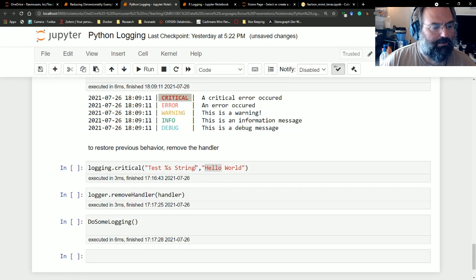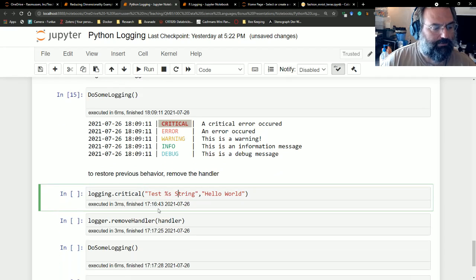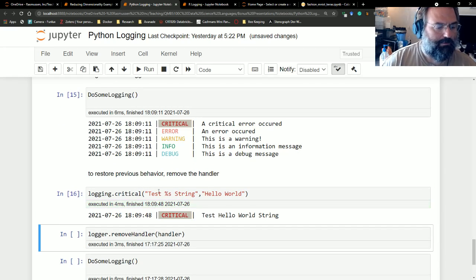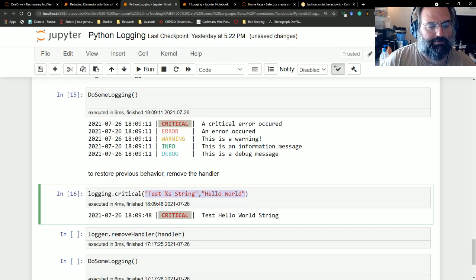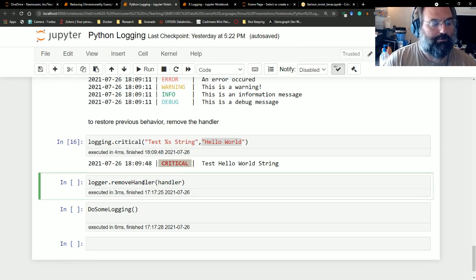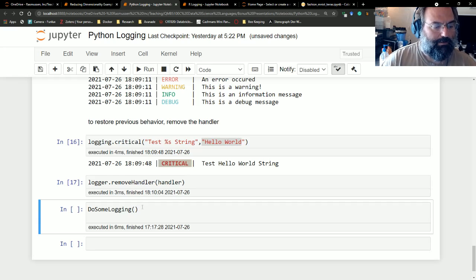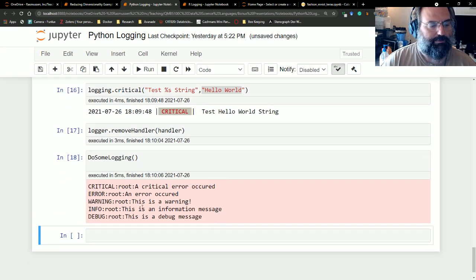And then you can also do some additional sort of things here. Here I'm doing a critical. This is just showing you that you can also do string replacement, right? So you do a %s inside of the first parameter, and the second parameter is going to be replaced into that. So you insert it here. Once you're done, you can also remove the handler, and then it reverts back to the previous functionality.